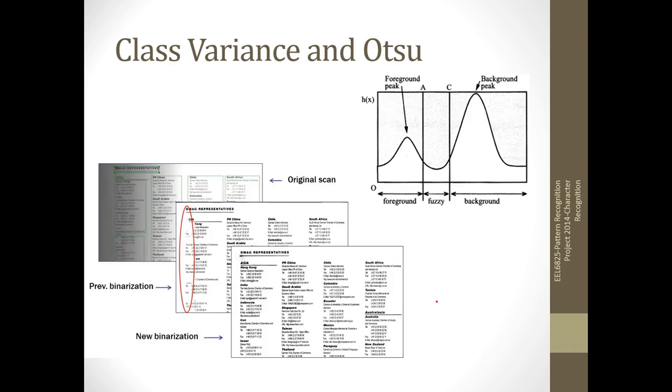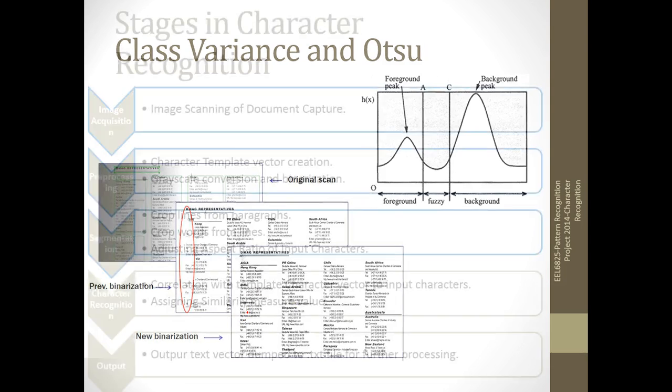So this is how a class variation looks like without applying the Otsu method of in between class variance maximization, and this is with using the class variance. You can see that with the conversion without using this automatic threshold, most of the information is lost. But here we still have the information.